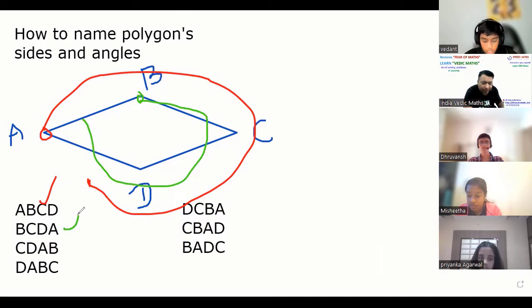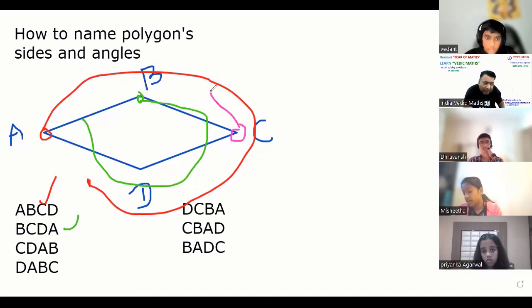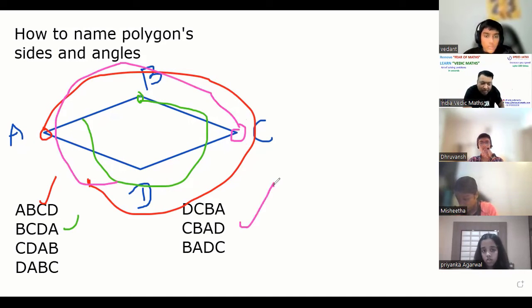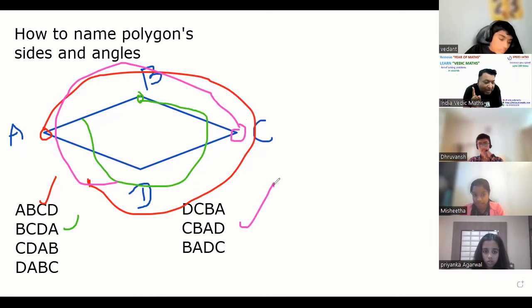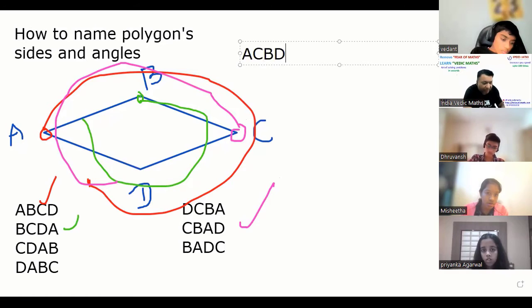That is also correct. But Priyanka says, no sir, I like anti-clockwise, and I'm going to start from C. So C, B, A, D. That is also correct. It's always your choice, guys. You can name it any way. But you cannot name it like A, C, B, D. Now, can Mishita tell me why we cannot name it A, C, B, D? Why not? I wrote so many names, but you cannot call it A, C, B, D. Why?